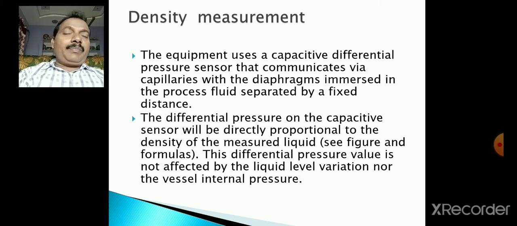The next physical parameter here is the density measurement. The equipment uses a capacitive differential pressure sensor that communicates via capillaries with diaphragms immersed in the process fluid, separated by a fixed distance. The differential pressure on the capacitive sensor will be directly proportional to the density of the measured liquid. This differential pressure value is not affected by the liquid level variation nor the vessel internal pressure.